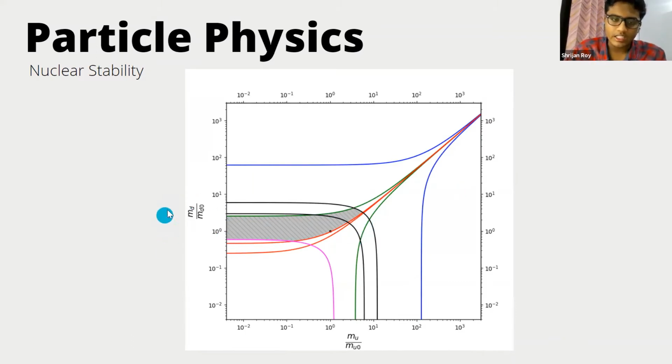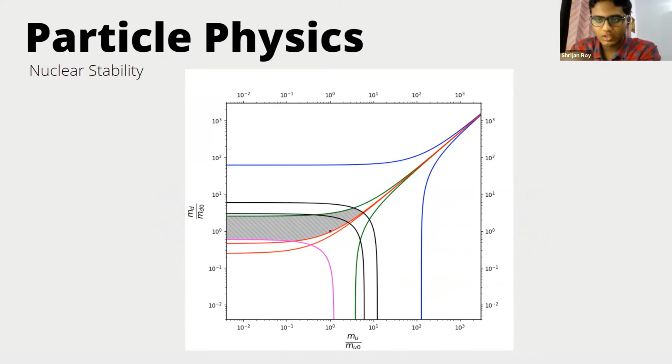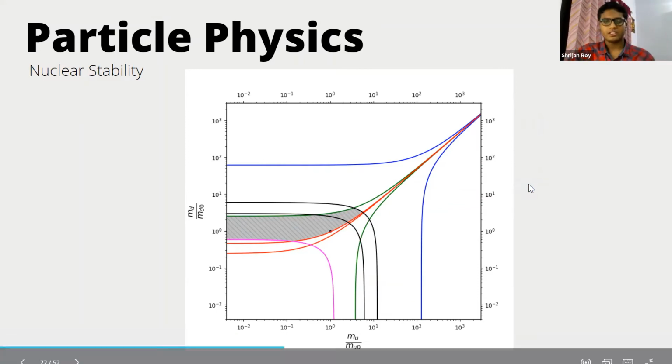And I'll explain the axes: on the y-axis we have md by md0, and on the x-axis we have mu by mu0. Where md0 and mu0 represent the mass of the down quark and up quark in our universe, and md and mu are the workable existence space in some other universe. So this is the existence space we get, and this small dot on the boundary, we are lucky enough to be in the shaded region. This small dot on the boundary is actually our universe. So yeah, this is the nuclear stability section.